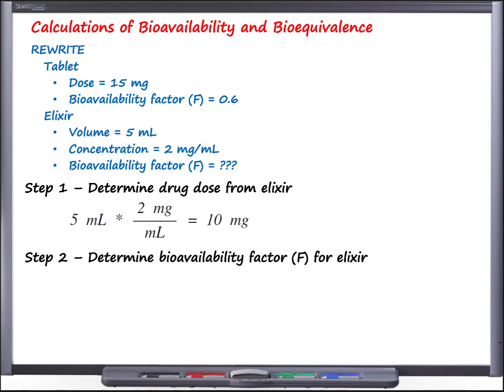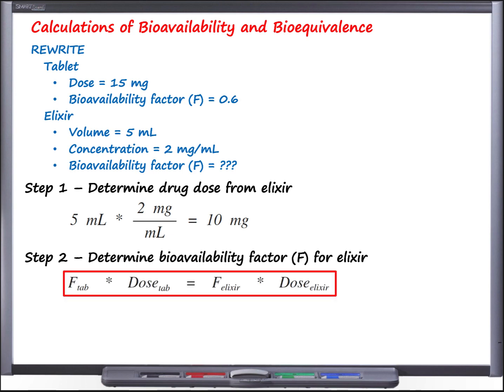Okay, now step 2 will be to actually determine the bioavailability factor for the elixir. To do that, this is the equation we would use, because we were told that they were bioequivalent. So we know that the elixir dose times its bioavailability factor is equal to the tablet dose times its bioavailability factor. So we can use the formula that F, the bioavailability factor of the tablet, times the dose of the tablet equals the bioavailability factor of the elixir times the dose of the elixir. That's what I mean by knowing enough of the bioavailability and the pharmacokinetics to set up the equation.